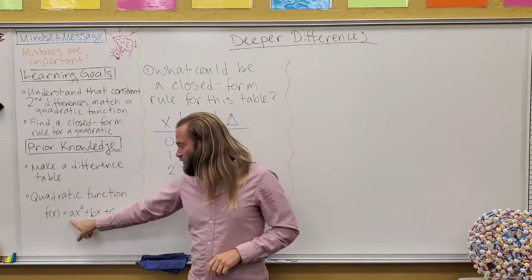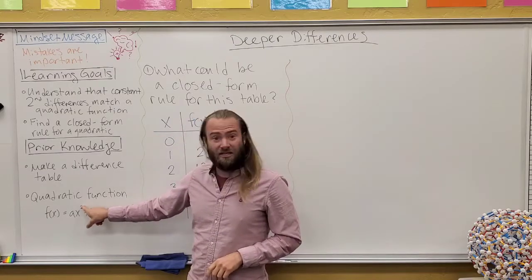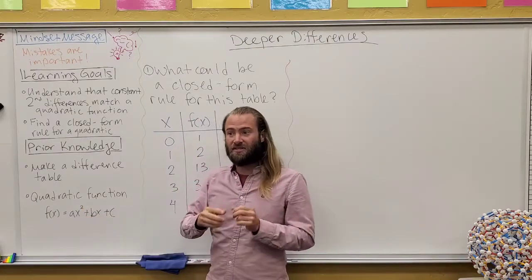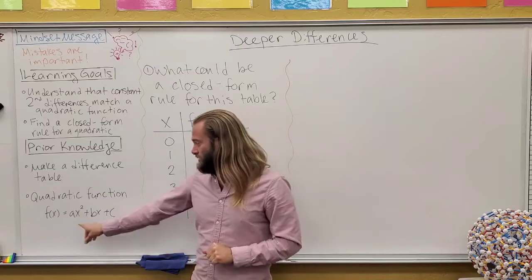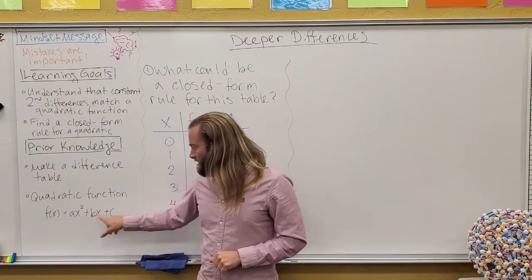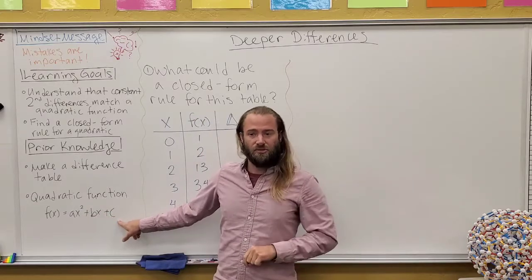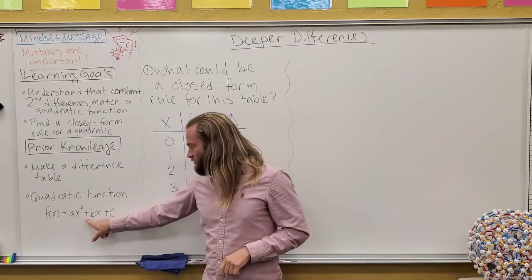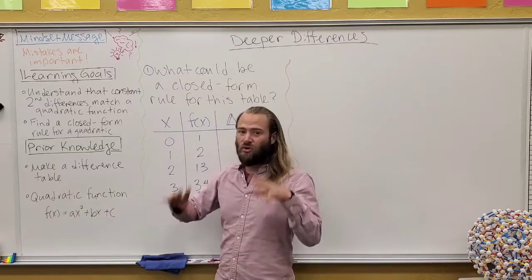A quadratic function will always be in this form. It's a second degree polynomial. Remember, that means the highest exponent is 2. So it's always going to look like ax squared plus bx plus c. So a, b, and c are just any numbers. So it could be 5x squared plus 8x minus 2 or whatever.